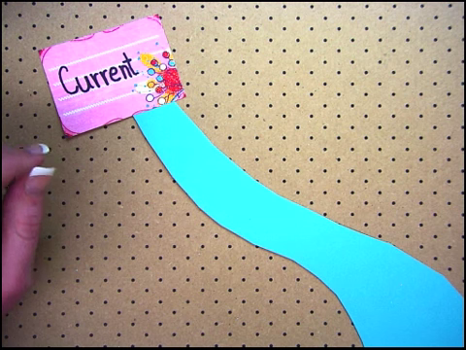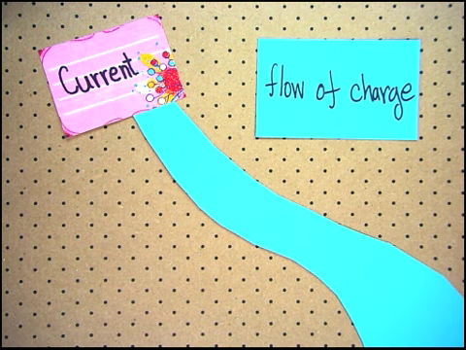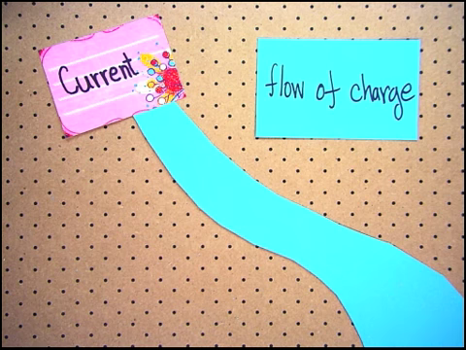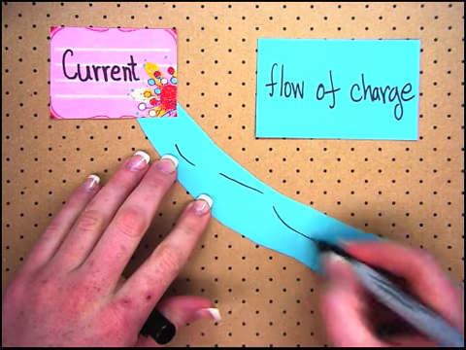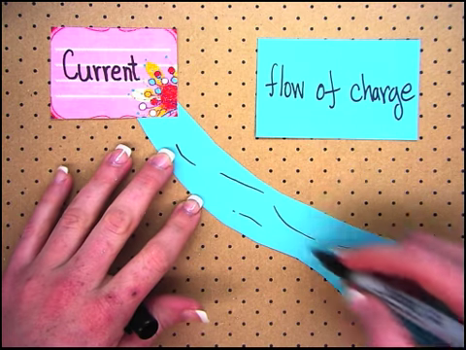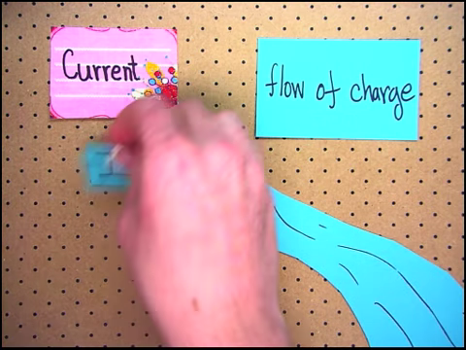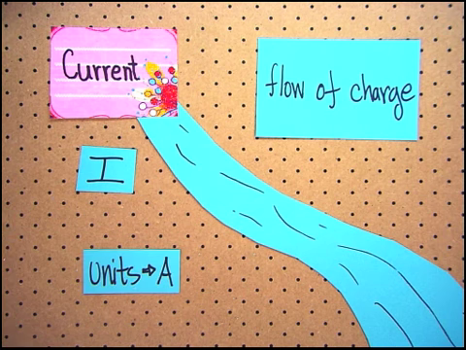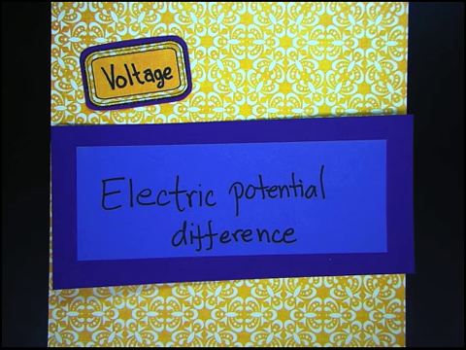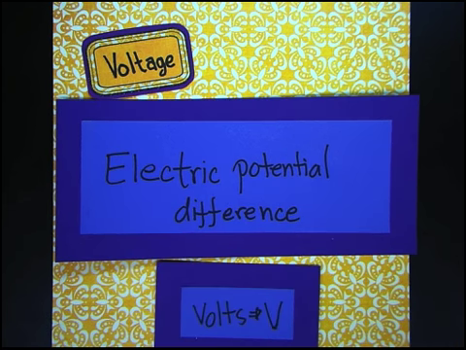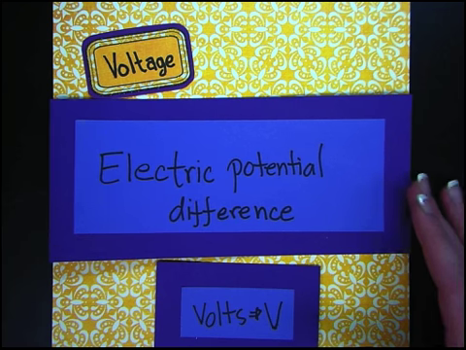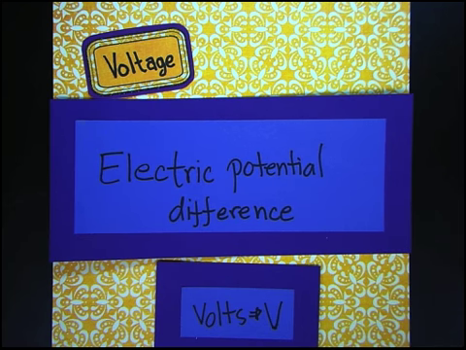Current. It's really important that when we're talking about characteristics, you know the proper language to use when describing them. Current is the flow of charge. The symbol we use to represent it is I. The units are amperes, represented by A. Voltage is the electric potential energy difference, and it is given in volts. It's represented by the letter V.